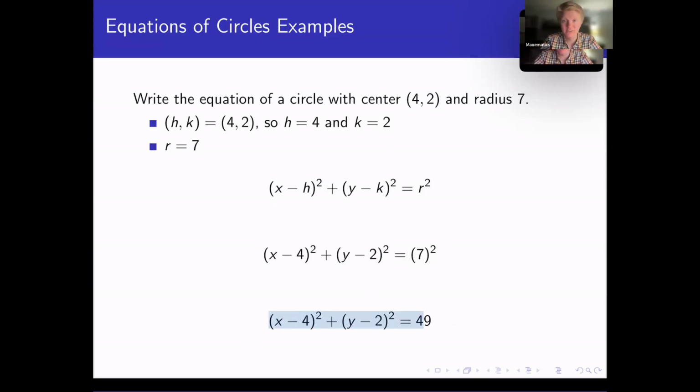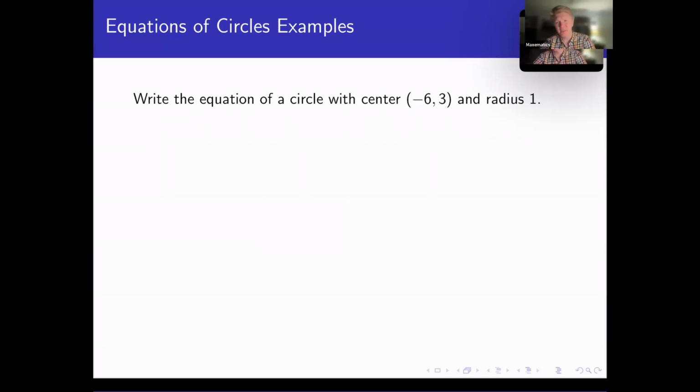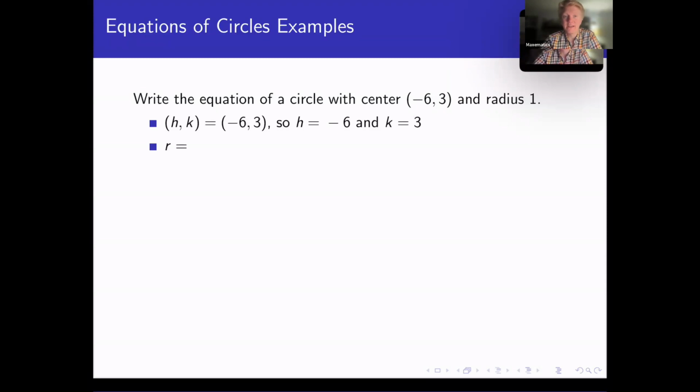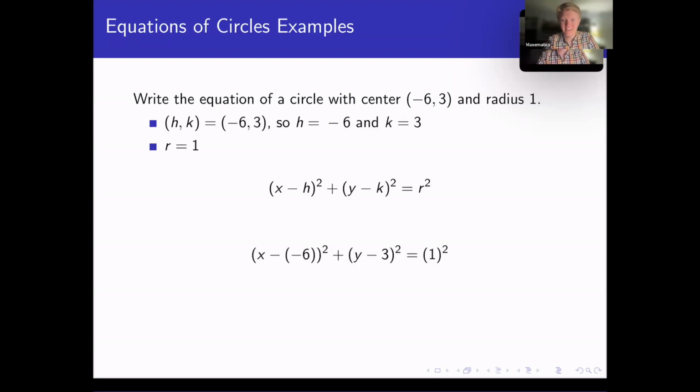Okay, so this would be the equation of a circle whose center is at positive 4, positive 2 with a radius of 7. Let's do the same thing, but for negative 6, 3. Well, hk is negative 6, 3. So h is negative 6, k is 3. The radius is 1. So again, when we go to plug these things in, just be very careful. H is negative 6, k is 3, and radius is 1.